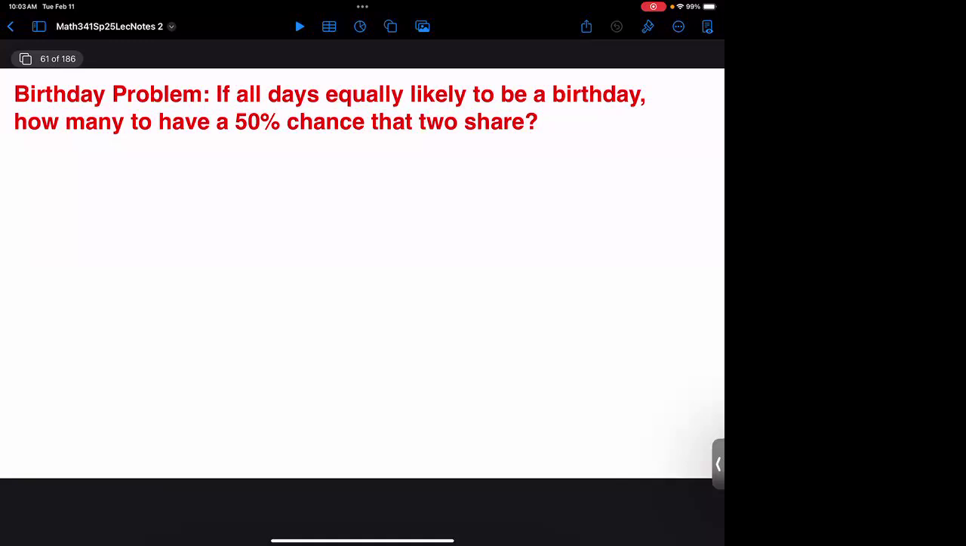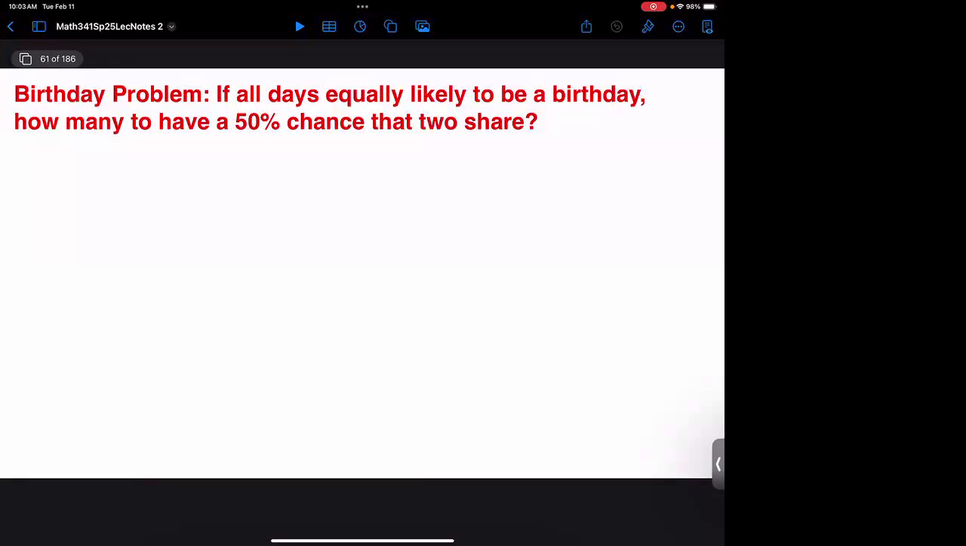And again, we talked about how important it is to be clear on what the assumptions are. My wife is an identical twin, as I remarked. When we go to gatherings on her side, it's almost 100% certainty that there's going to be at least two people sharing a birthday. So we will assume all days equally likely.